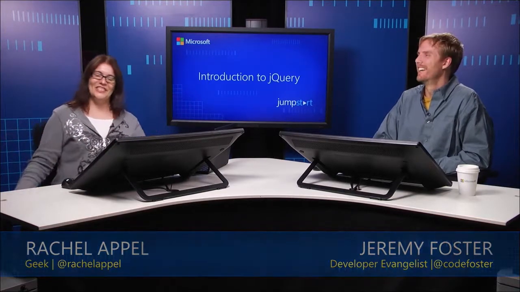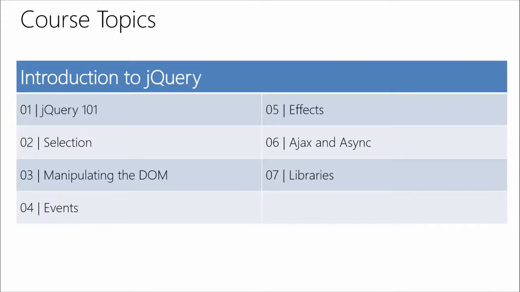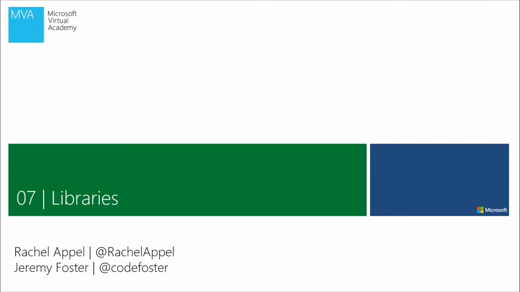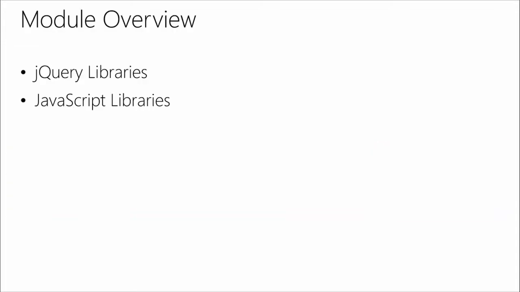So to finish off the introduction to jQuery. Module 7 is about libraries, jQuery and JavaScript libraries, which in and of itself could take an entire week to get through them all. But we're just going to pick out a few of our favorites here and talk about them. So we'll take a look at some jQuery libraries and then JavaScript libraries.